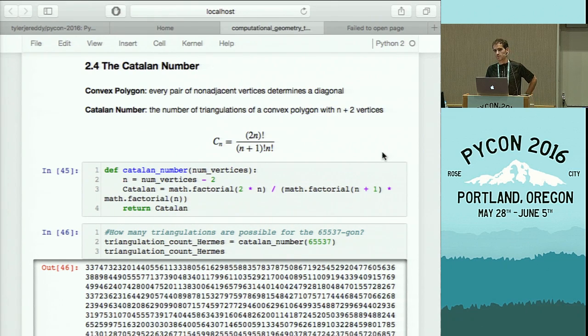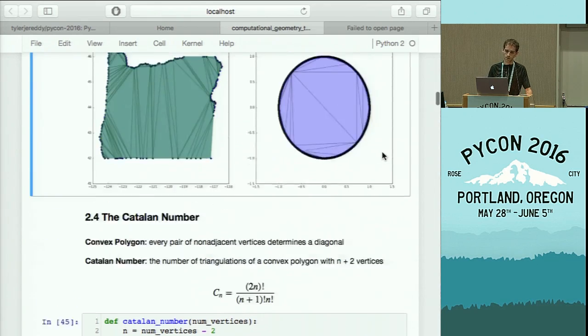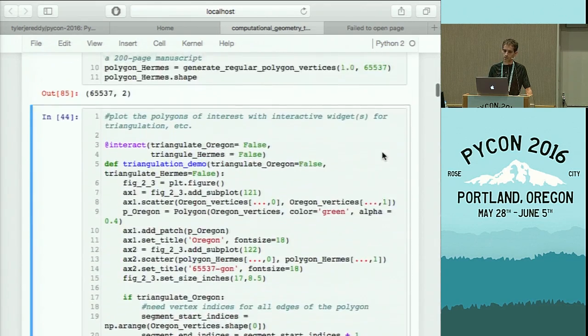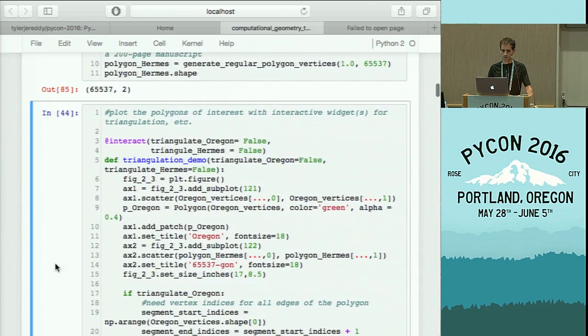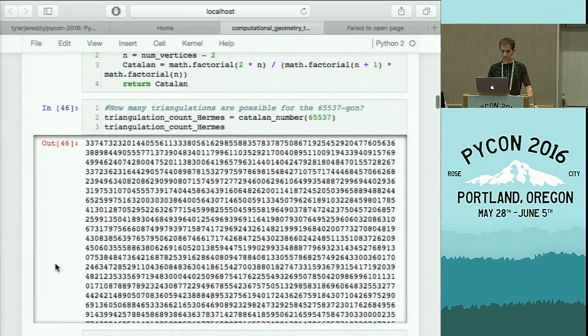But how about the total number of different triangulations? So how many different configurations can we have? We already saw earlier with just n equals 4, so 4 vertices, that we can have this diagonal going left and right or up and down. So that's 2 different triangulations for a polygon that only has 4 vertices. And the same thing for a square, right? So there's 2 diagonals in the square.